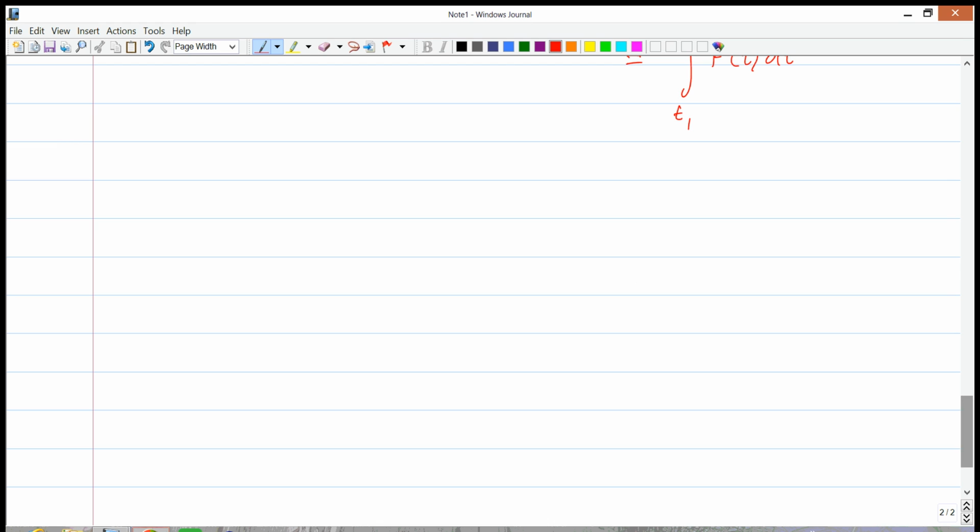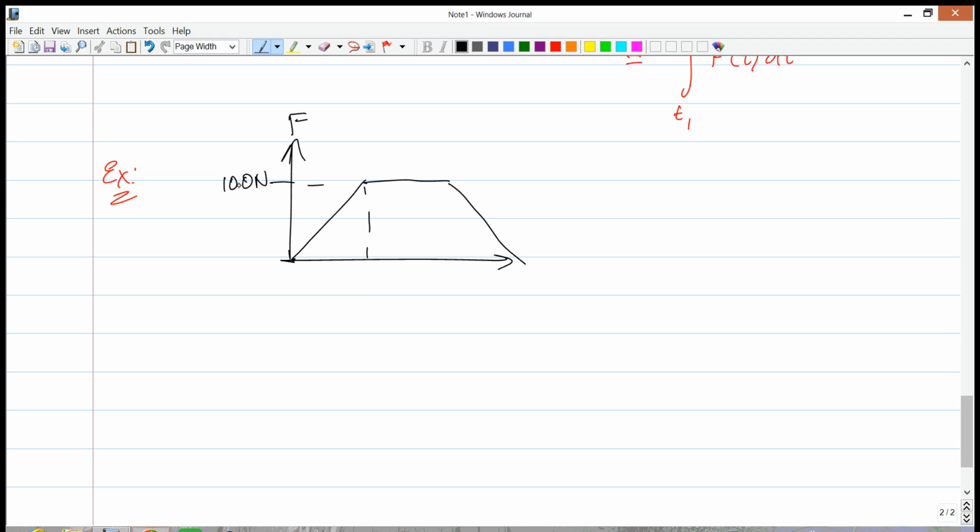Now let's apply these very quickly to a couple of simple examples. Let's look at the one with an area. So let's say you're given the graph of force versus time, and let's say that the value of force is 100 newtons. The time is 1 second here, it's 2 seconds, and it's 3 seconds. And you have to find the impulse delivered between the time 0 and 3 seconds.